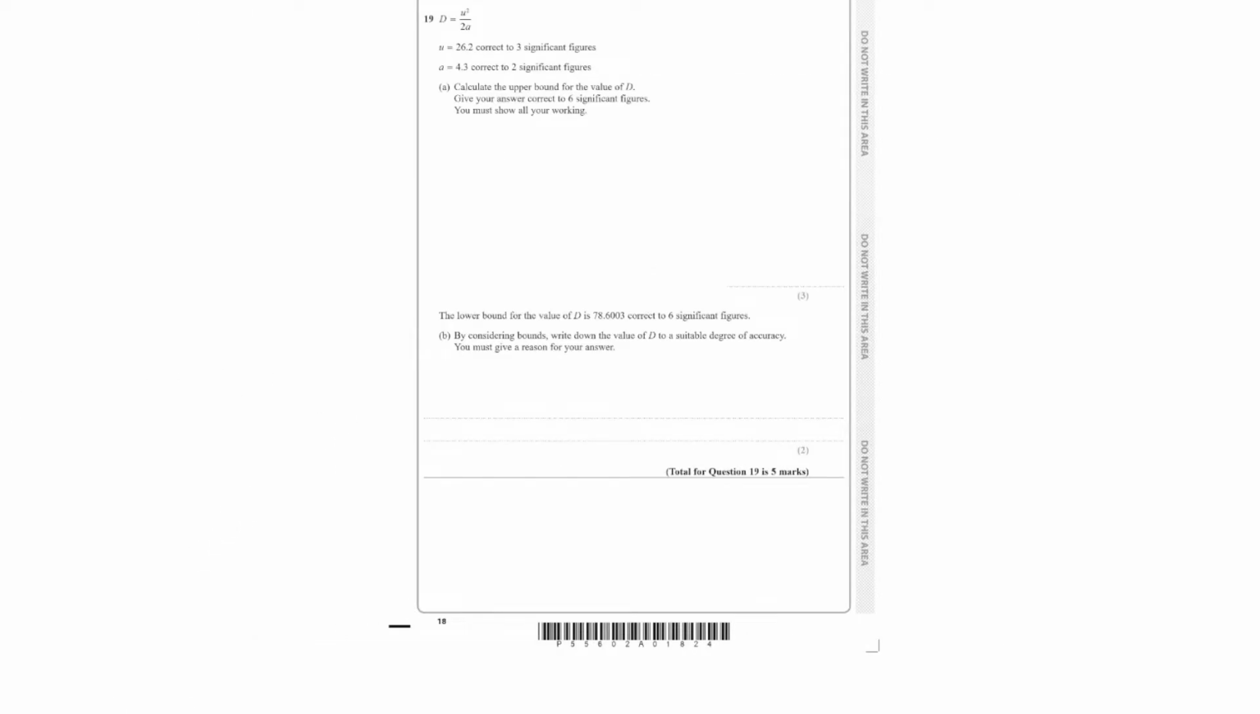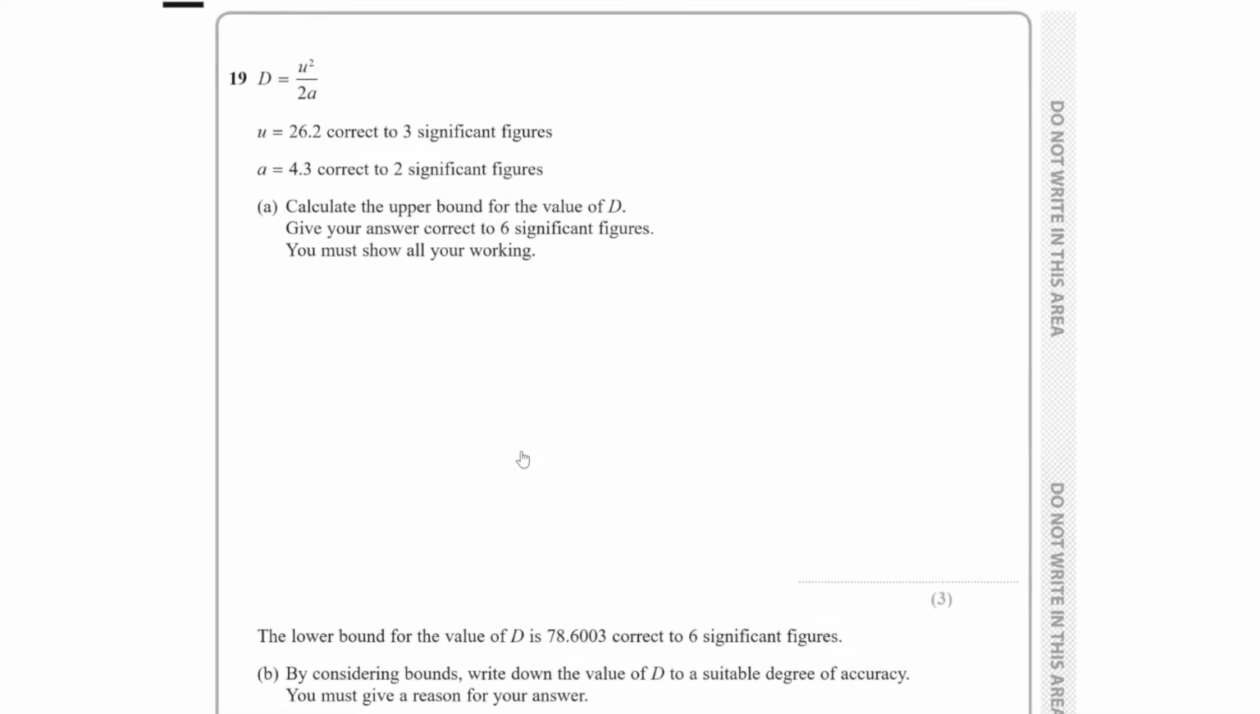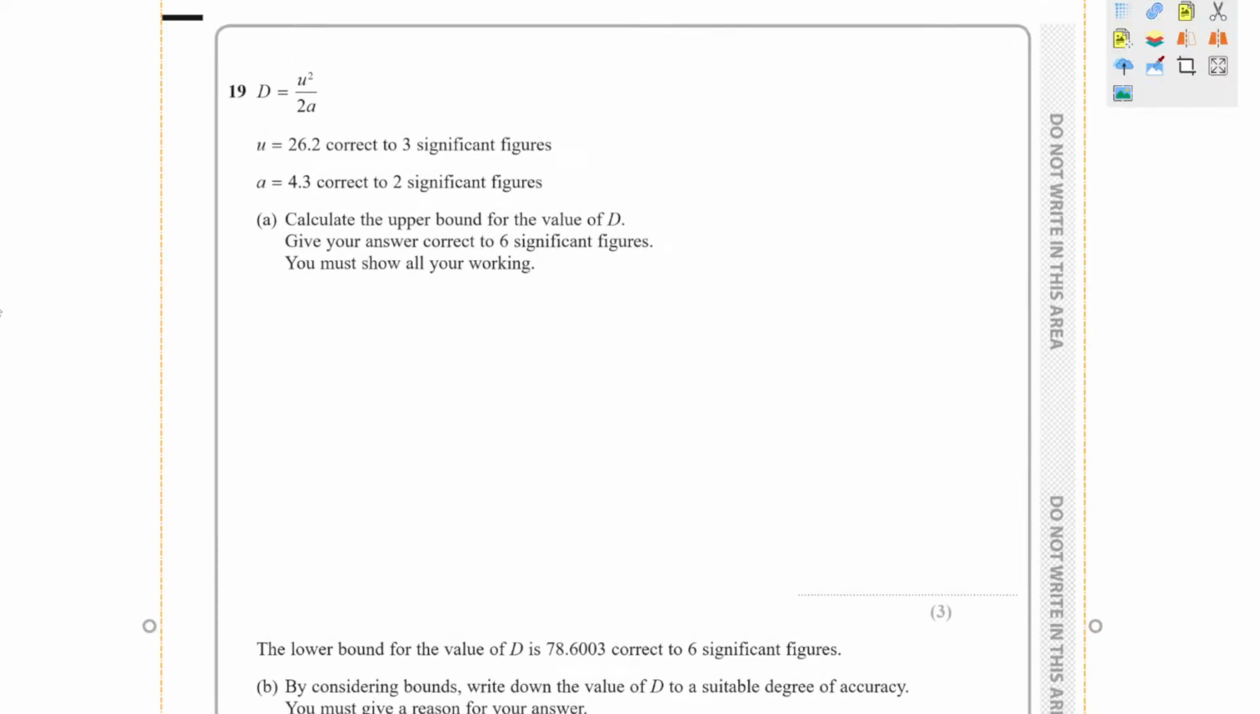Okay, upper and lower bounds. This is something that I don't think's come up yet, so I definitely feel like they're going to ask something about this. So this time they've just given you a formula straight away. They've said d is equal to u squared over 2a. U is 26.2, correct to 3 significant figures. A is 4.3, correct to 2 significant figures. Calculate the upper bound of the value of d and give your answer correct to 6 significant figures.